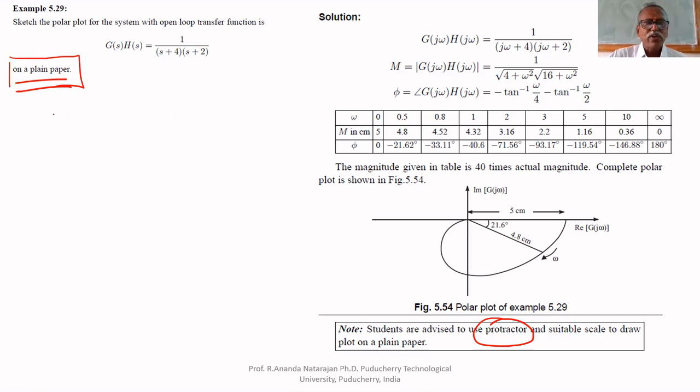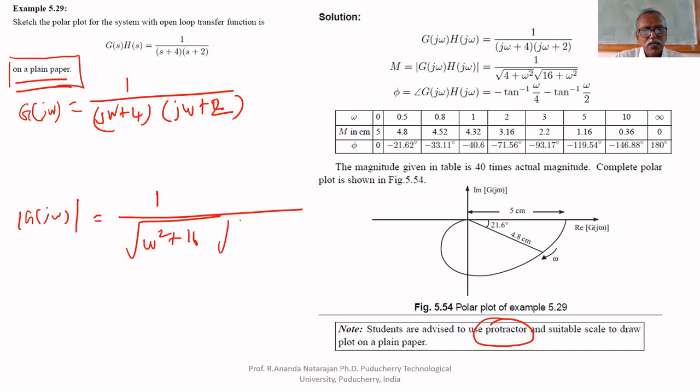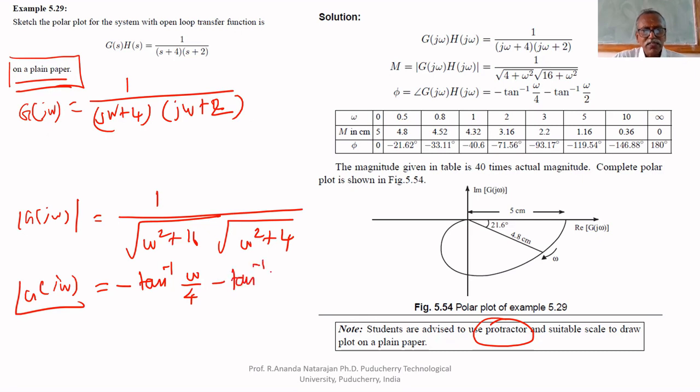The first thing is we have to find G(j omega). G(j omega) equal to 1 upon (j omega plus 4)(j omega plus 2). No need to convert it into time constant form. What is the modulus of G(j omega)? Modulus of G(j omega) equal to 1 upon square root of (omega square plus 16) times square root of (omega square plus 4). What is the angle of G(j omega)? Angle of G(j omega) equal to minus tan inverse of omega by 4 minus tan inverse of omega by 2.